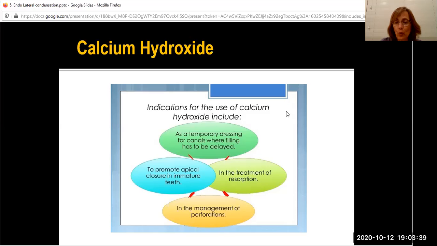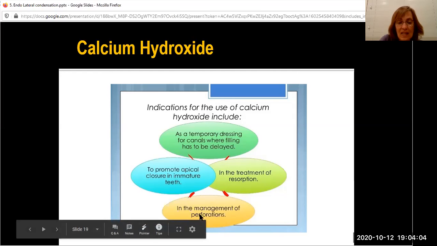Treatment of resorption. There is internal resorption that may happen in some teeth, and normally the pulpal tissue is removed and it is packed with calcium hydroxide to hopefully stop the resorption that is damaging the internal portion of the root. There is also management of perforations, and this is something that your dentist will be doing because it is part of the cleaning and the shaping of the root canal.